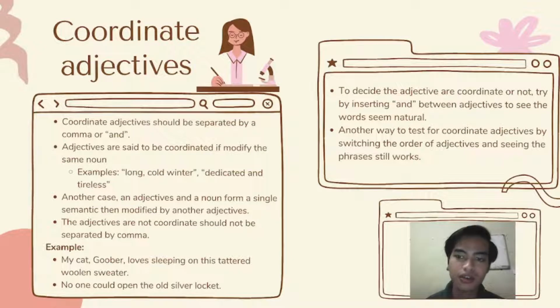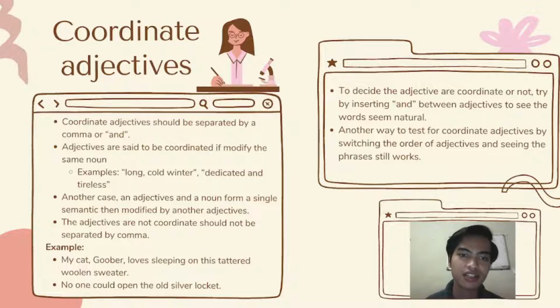For my other part would be coordinate adjectives. So coordinate adjectives should be separated by a comma or the word and. Adjectives are said to be coordinated if they modify the same noun. As example, long, cold winter; dedicated and tireless.